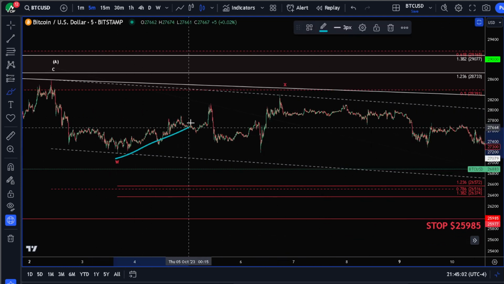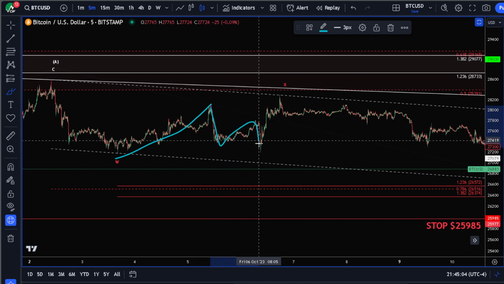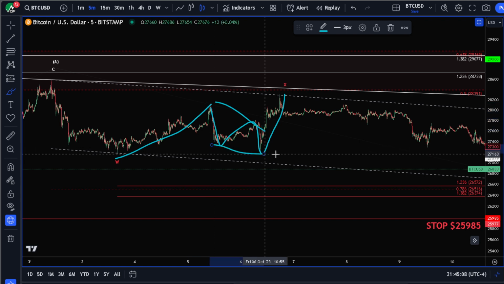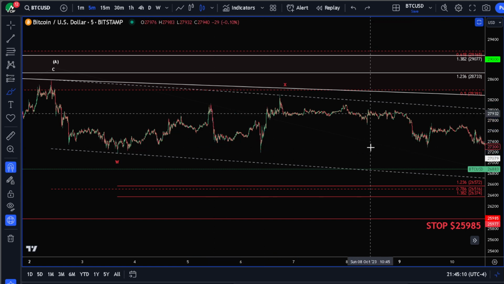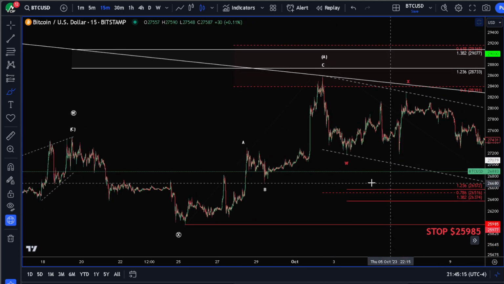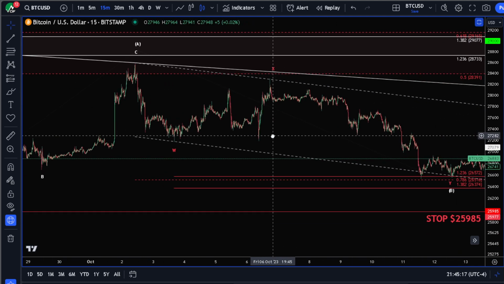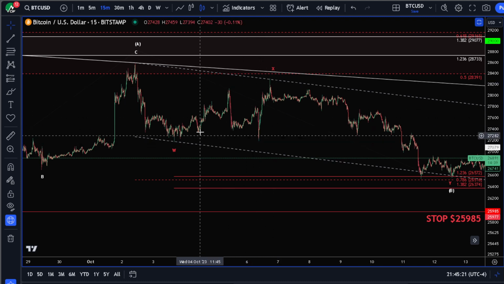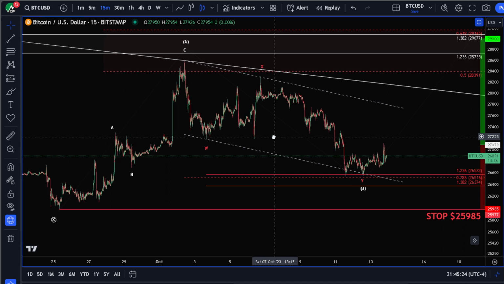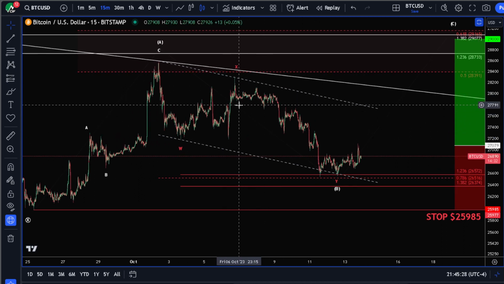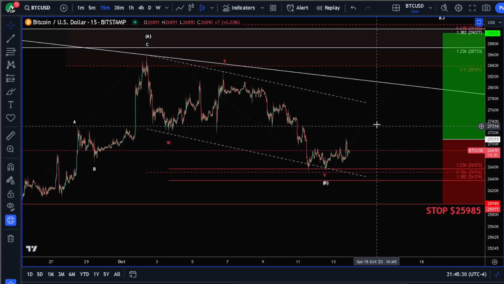We then had a complex correction in A, B, C, or a WXY. That connector in between, that was a tough one. And I think in a couple videos we were considering this technically complete as the correction, but didn't like the length of it or the look of it whatsoever. I think I got stopped out, a slight loss in this area. But anyways, let's go to where we are now.